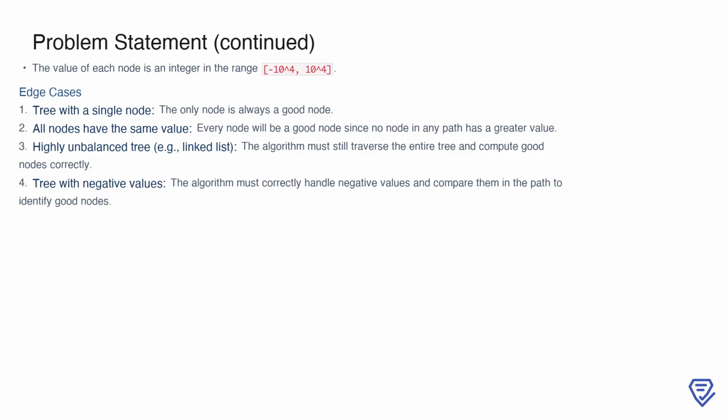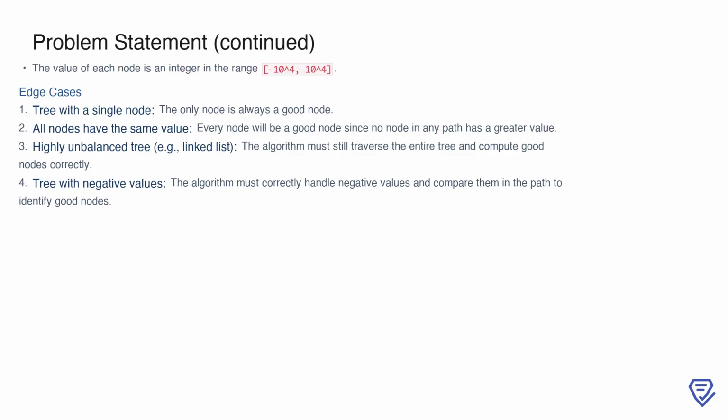In the final example, we have a tree with just one node, which has a value of 1. Since it is the only node in the tree, it is by definition a good node, and the output is 1. Now, let's review the constraints and edge cases we need to consider.